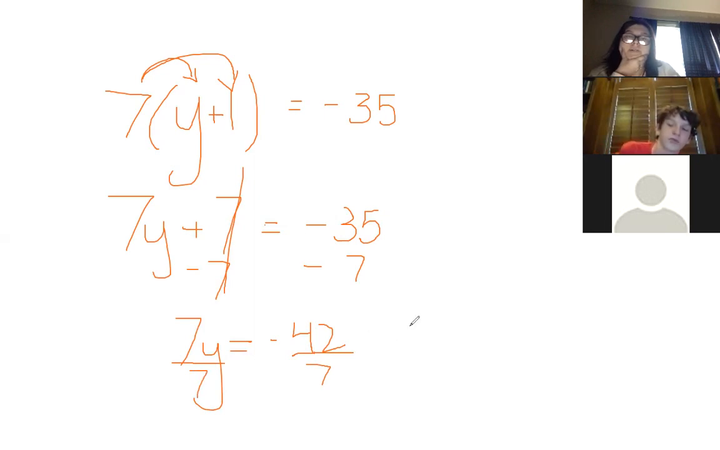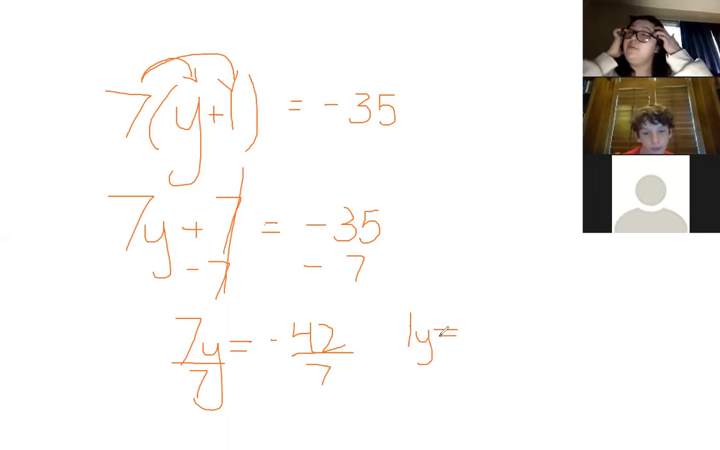I think 6. 7y divided by 7 is 6? No, I mean, 0. 7 divided by 7 is 0. I mean 1, I'm sorry. 1y, good, 1y. We leave that y, or just y, either way. Now y is by itself.